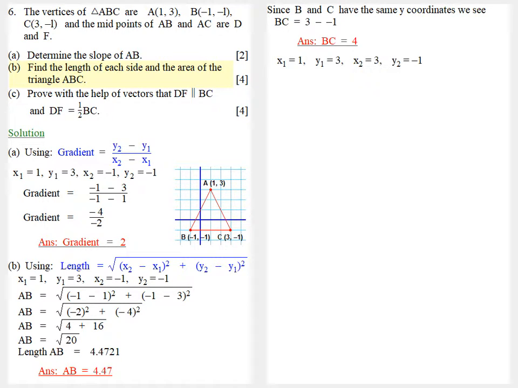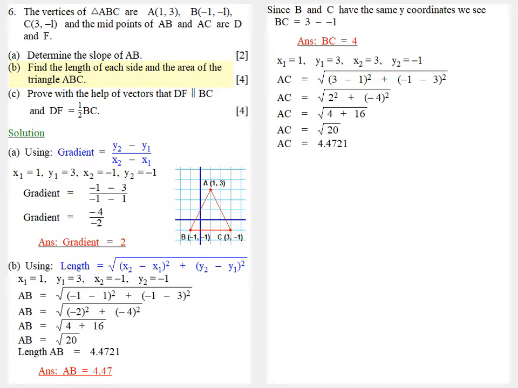Now to work out the length of AC, we have x1 is 1 and y1 is 3, x2 is 3 and y2 is -1. So the length AC is equal to the square root of (3 minus 1) squared plus (-1 minus 3) squared. So AC is equal to the square root of 2 squared plus (-4) squared, which is the square root of 4 plus 16, which is the square root of 20, which is again 4.4721, or if we round it off, the length AC is equal to 4.47.